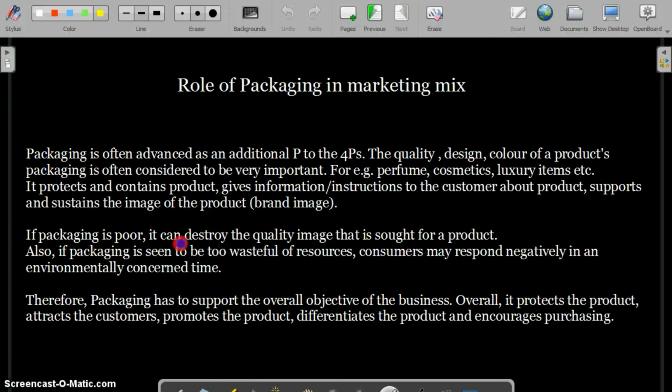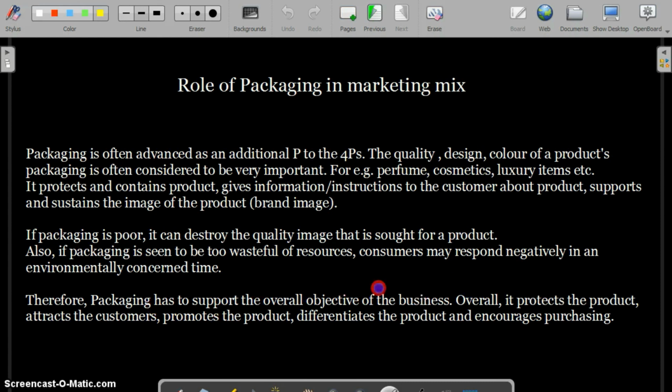If packaging is poor, it can destroy the quality image that is sought for a product. Also, if packaging is seen to be too wasteful of resources, consumers may respond negatively in an environmentally conscious time. If you have a CSR objective and you are using too many resources, that could be a problem. Therefore, packaging has to support the overall objective of the business.